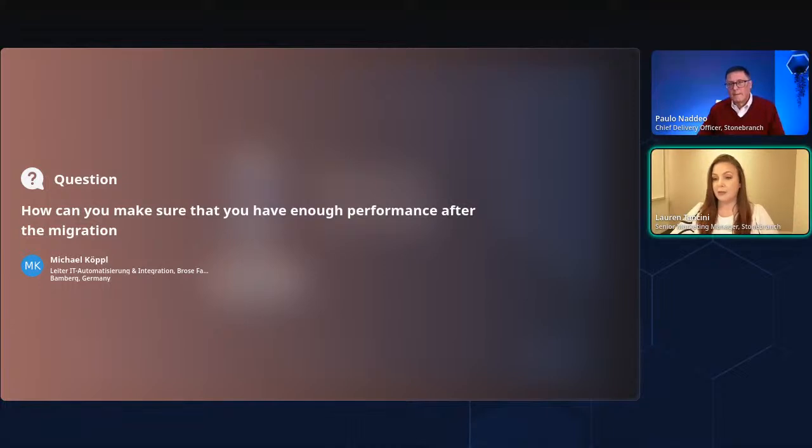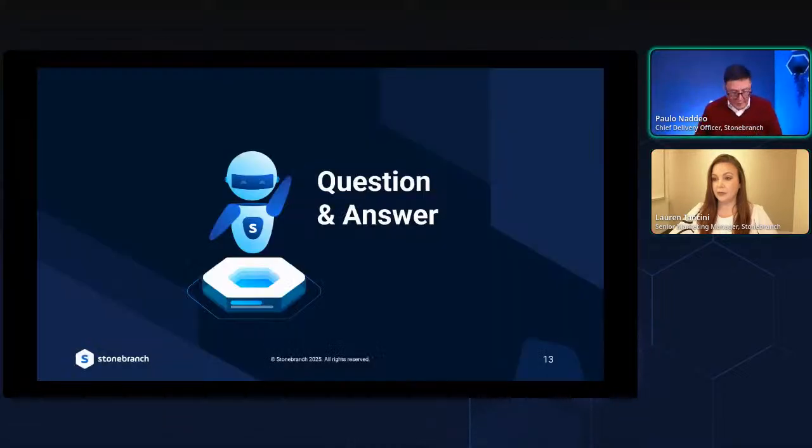How can you make sure that you have enough performance after the migration? Very good. So UAC is a distributed platform, and because the workload is performed most of the time on the agents, yes, there are some jobs that are triggered and executed in the controller, but the majority of them are executed in agents. So the system is very good at distributing load. There are some concerns in the performance that we have to address early on in the process.